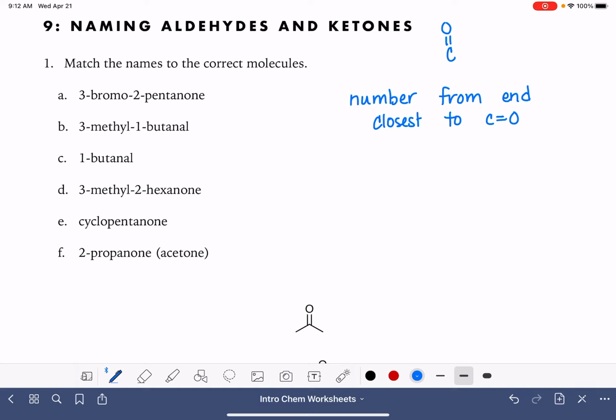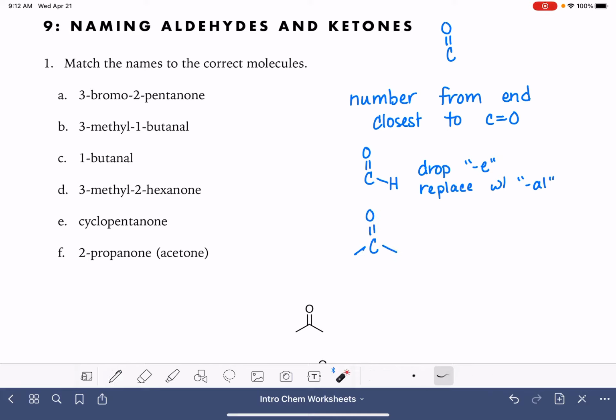An aldehyde is one that has a carbon-oxygen double bond and there is at least one hydrogen attached. An aldehyde molecule is going to get the suffix -al to represent aldehyde. When we name an aldehyde, we drop the final e off the molecule's name and we replace that with an -al to indicate aldehyde.